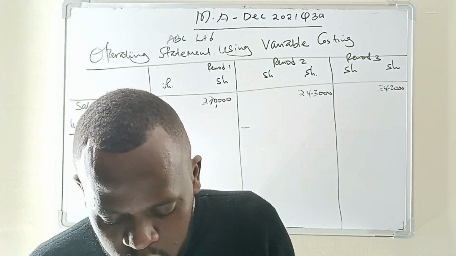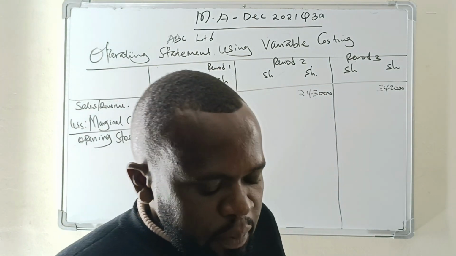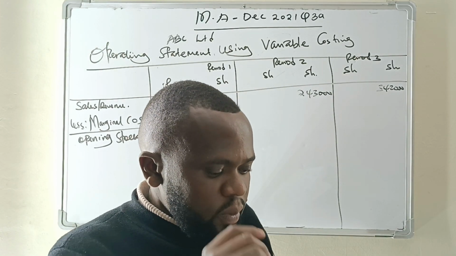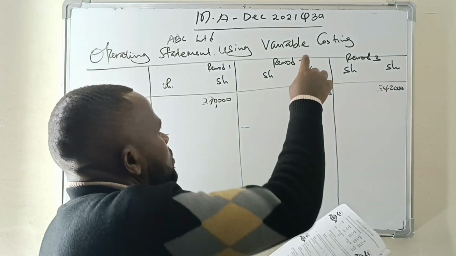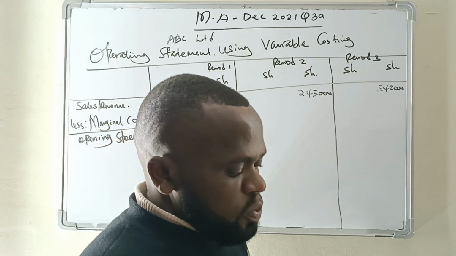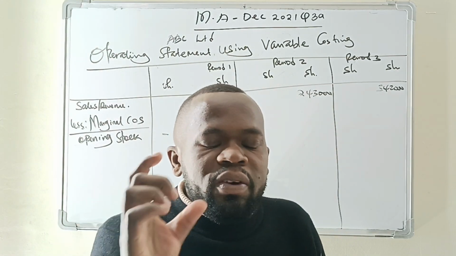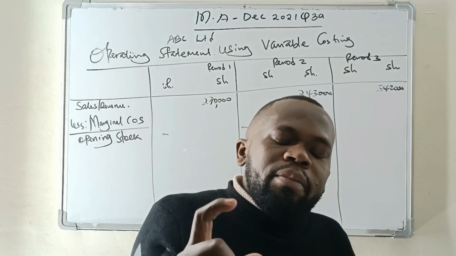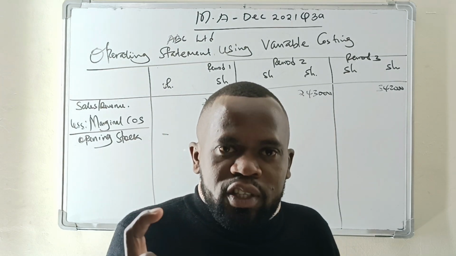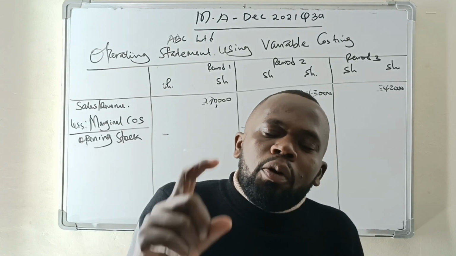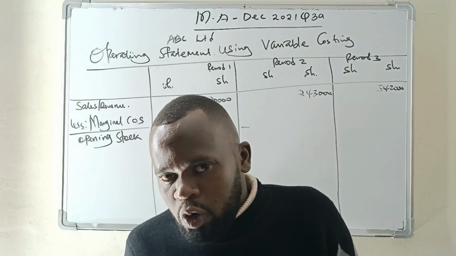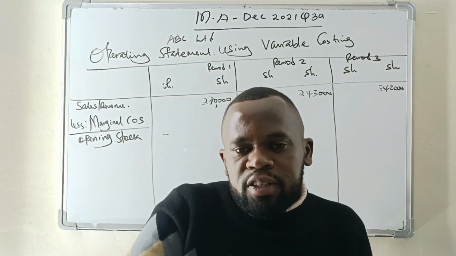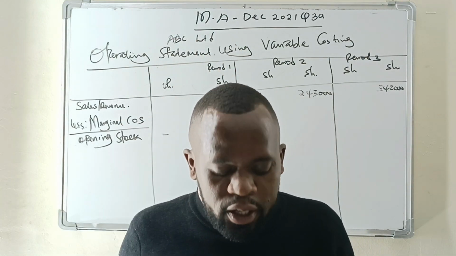We have an opening stock, but this one we multiply with the production costs. Production cost this time is made up of what? Only the variable cost. That's why it is called variable costing. Get the variable production cost per unit, not just the variable cost, and multiply by the opening stock units to get the value of the opening stock.